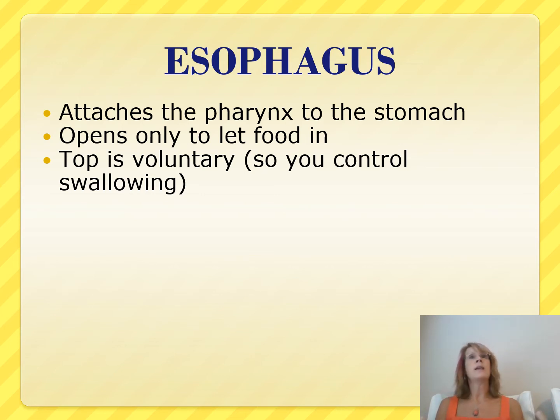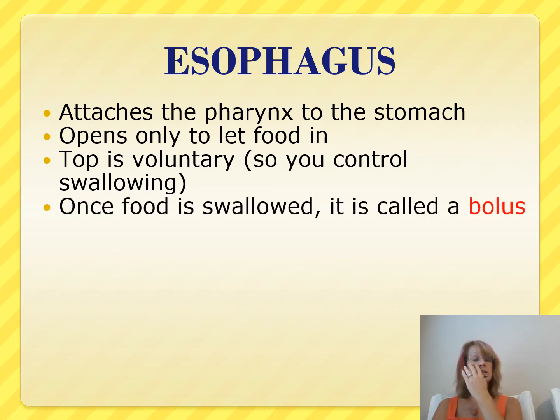That's why when you say, okay, I'm going to swallow, it takes you a few seconds to actually swallow. Since it's skeletal muscle, you have to tell it to go to work, and you have to make sure that tube gets opened. The bottom part of it is involuntary. And remember, skeletal muscle has feeling nerves. That's why sometimes when you swallow food, and once you swallow that food, it's called a bolus. It's a ball of food.